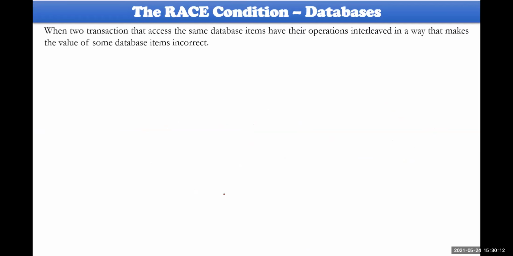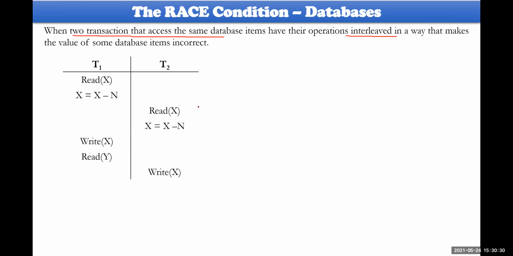Now, come to database management systems. If two transactions communicate with each other with interleaving kind of operations, then the database value written by them will be incorrect. I'll show you an example here.